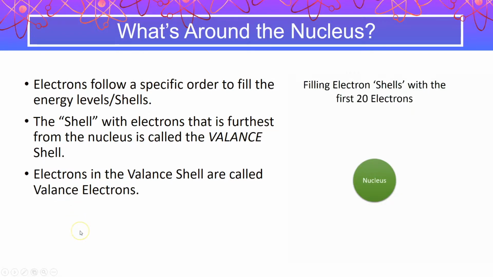But basically, one thing you do need to know is as you're filling up those shells, whatever shell is currently the furthest one from the nucleus, that is what you call your valence shell. Valence sort of just means outermost in this case. So any electrons in that last shell are going to be called valence electrons. So there's a bit of a specific name for them there.